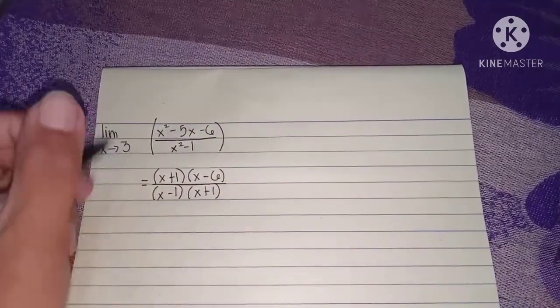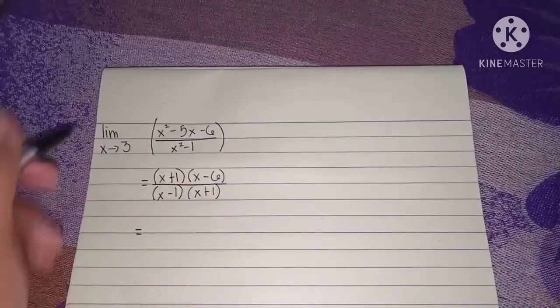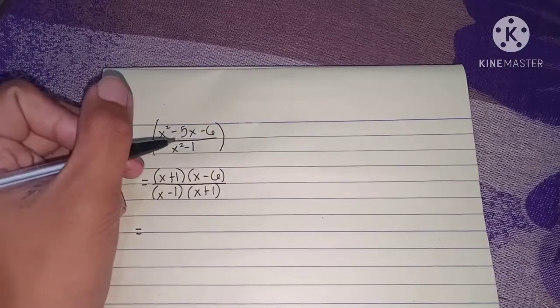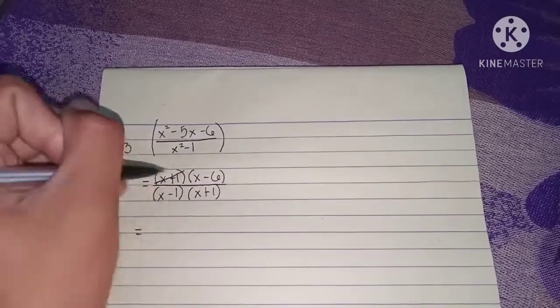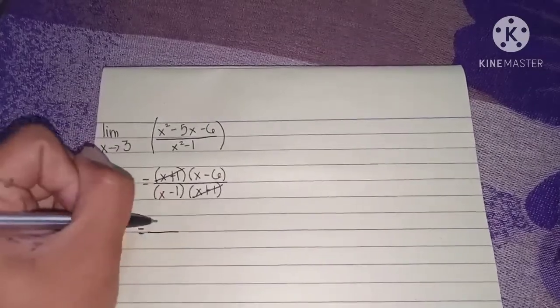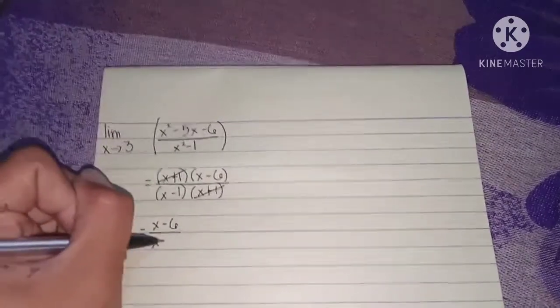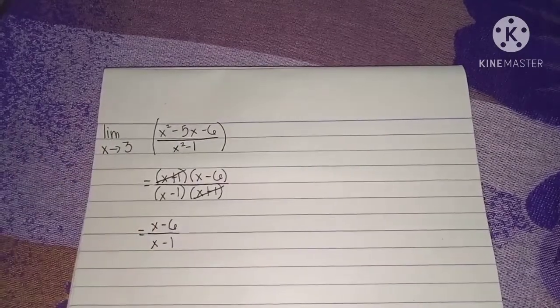Then we have a common factor, and we will cancel it out, x plus 1. So we have here x minus 6 and x minus 1.